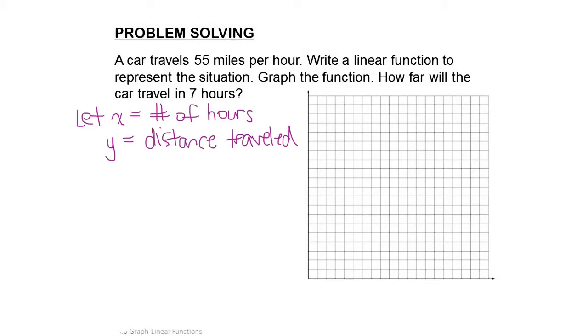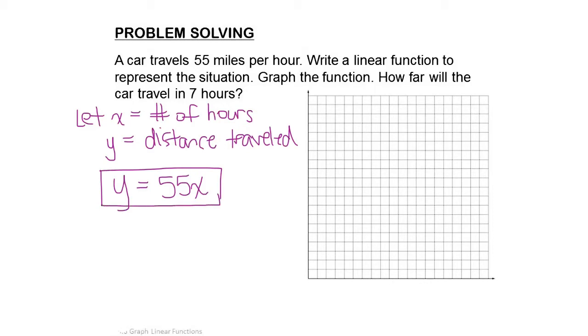So right now, we need to write a linear function for that, and that would be y equals 55 times x. Because to figure out the distance that we travel, we just have to multiply the number of hours by 55, because it's 55 miles per hour. So this is going to be our linear function.